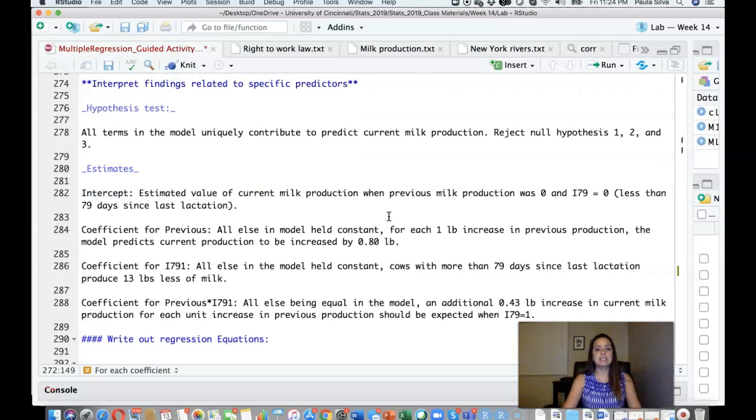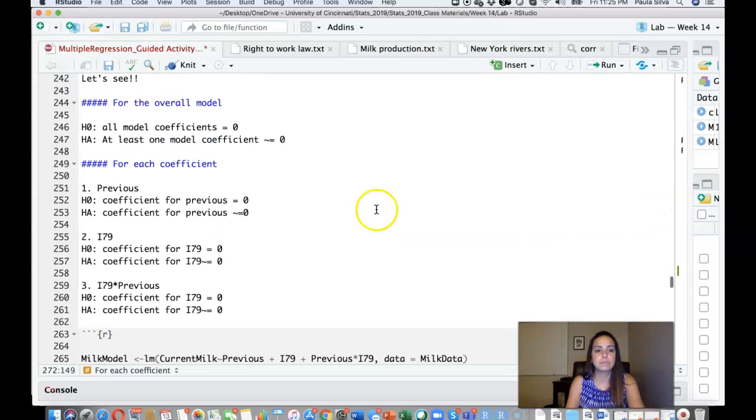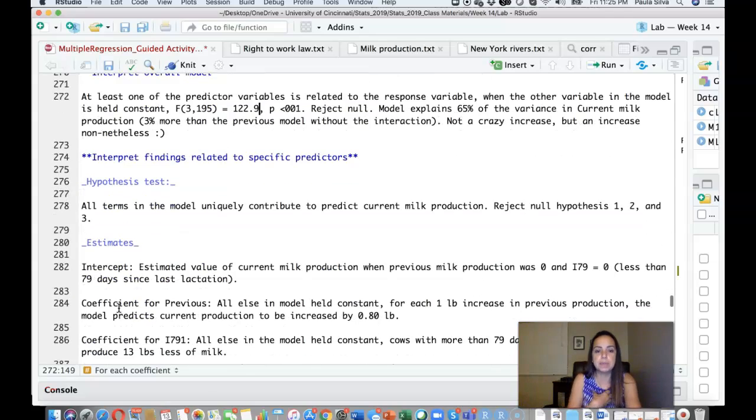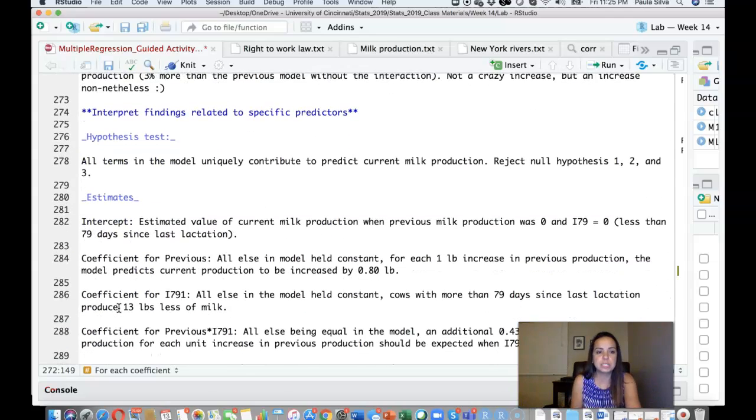Let's interpret the findings with respect to specific predictors in terms of a hypothesis test. All terms in the model uniquely contribute to predict current milk production. So we'll reject null hypothesis 1, 2, and 3. Those three here, 1, 2, and 3, null hypothesis rejected. We keep the alternative hypothesis that those predictors are helpful.